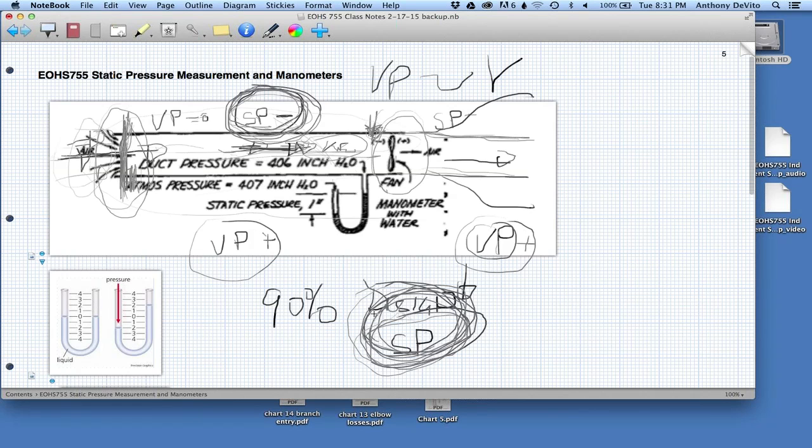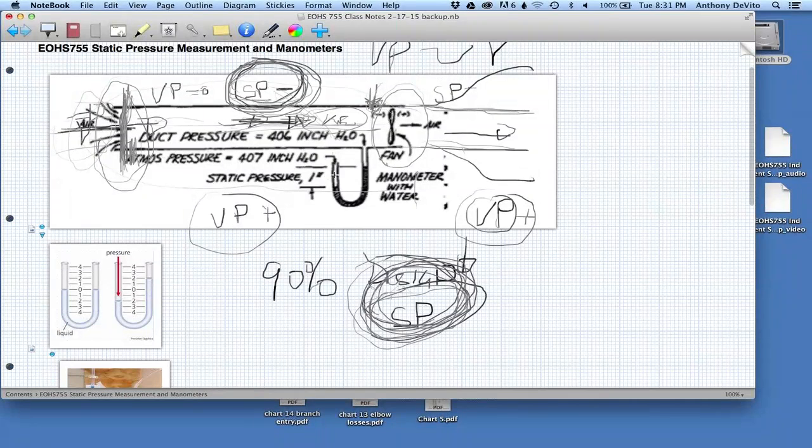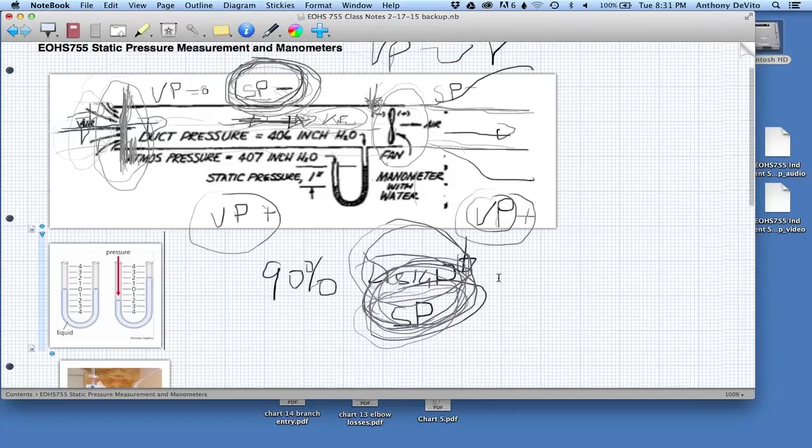Now, the way that we measure and check this is by actually measuring the static pressure at various places on the ductwork, after the fan, before the fan, and so on and so forth. In order to do this, we use a very simple device called a manometer. Now, a manometer can be as simple as a tube with water in it. For instance, here we have a tube with water in it.